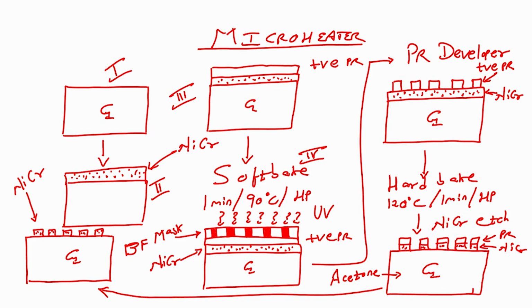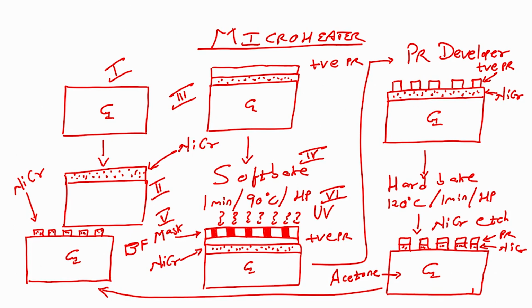Next step is I will load the mask. Which kind of mask? Bright field mask. After this 4 number, 5th number is your bright field mask. The next step is UV lithography, which is 6, right, UV exposure.